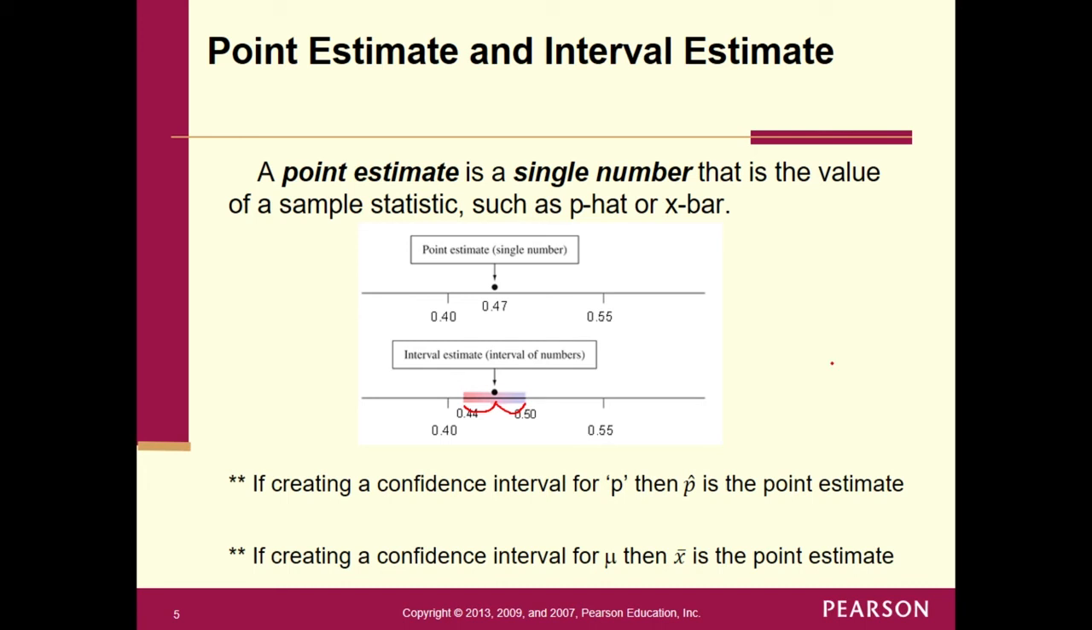Please do not skip over that. What I'm trying to tell you is that the point estimate isn't always p-hat. It just depends on if we're creating a confidence interval for mu, the population proportion p, or for some other parameter. That means the statistic that we're going to start with is probably going to be different than, say, p-hat or x-bar. It just depends on the parameter that we're estimating.